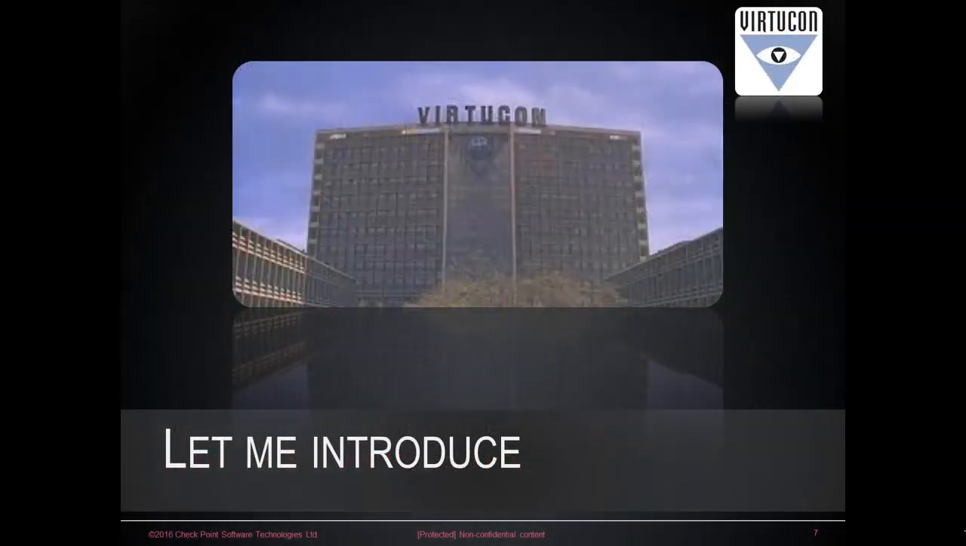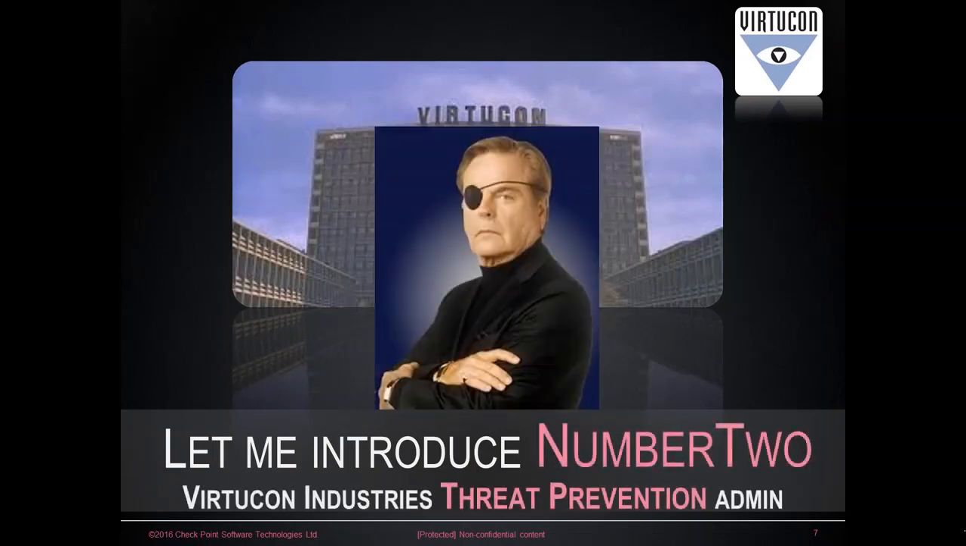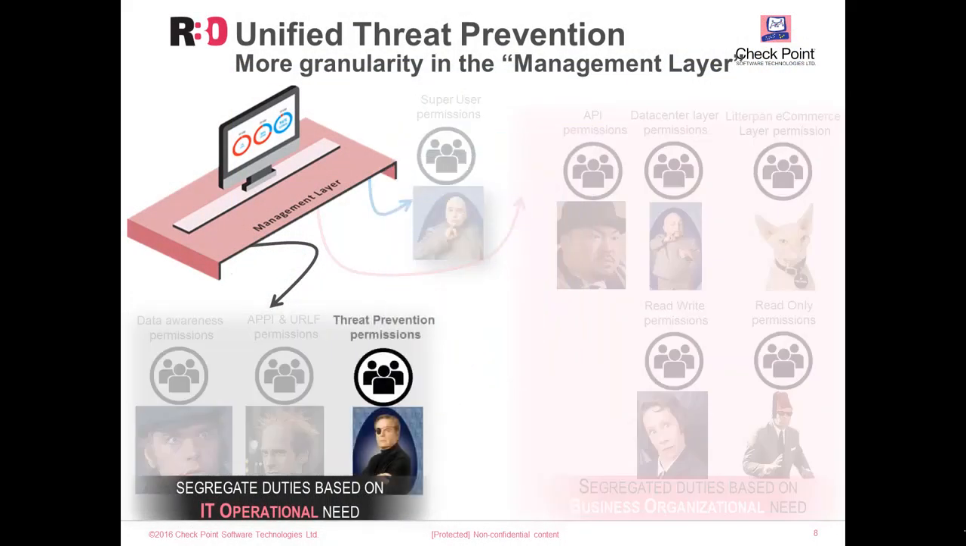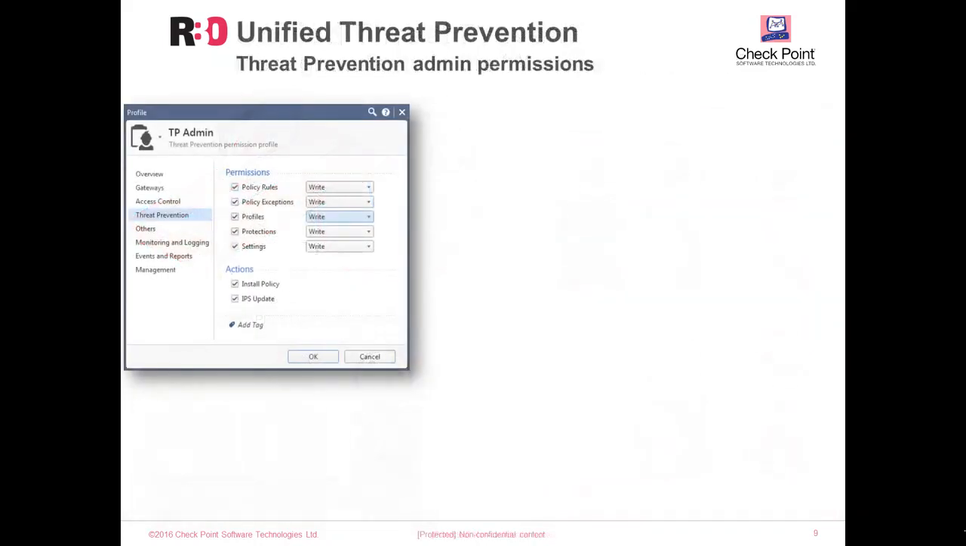So let me introduce in Virtucon Industries number 2. That is Virtucon Industries Threat Prevention Administrator. So number 2's permissions have been segregated based on IT operational needs. So he's part of the IT operations team handling threat prevention policies and configuration items within the Virtucon Industries organization.